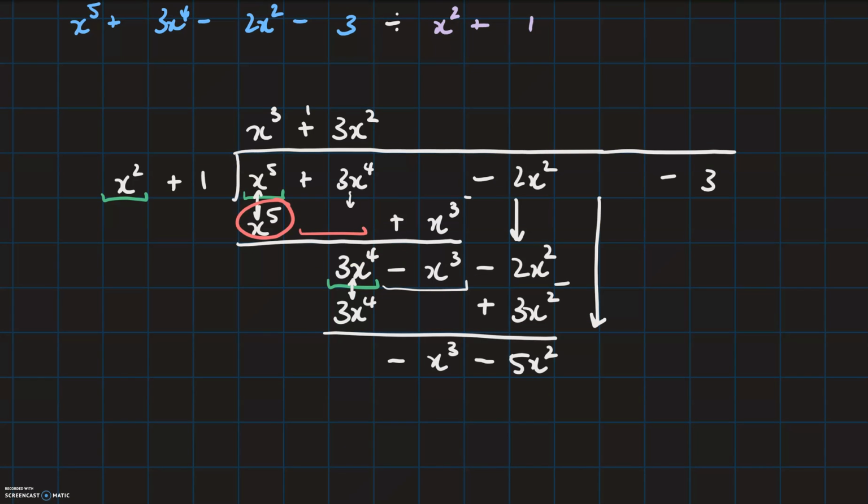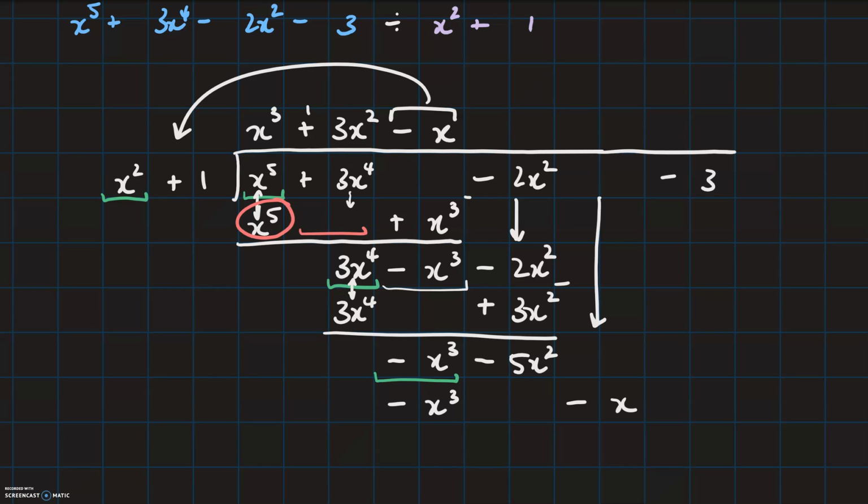Okay, continue this process. I'm going to look at my leading term in my divisor, so my x squared plus 1. I'm going to look at my leading term in whatever's left in my dividend, negative x cubed. How many times does x squared go into negative x cubed? Well, it goes into it negative x times. So here I'm going to have negative x cubed. If I multiply negative x into my divisor, I'm going to have negative x cubed, which I already put down, minus x. Okay, cool.